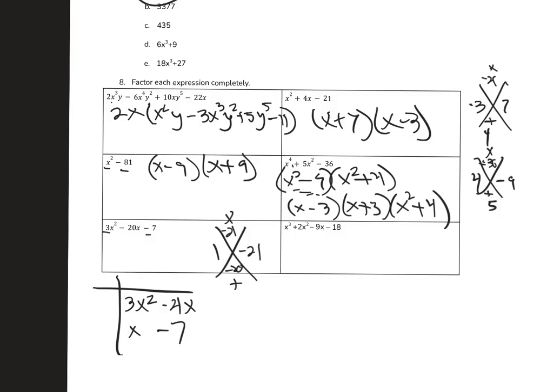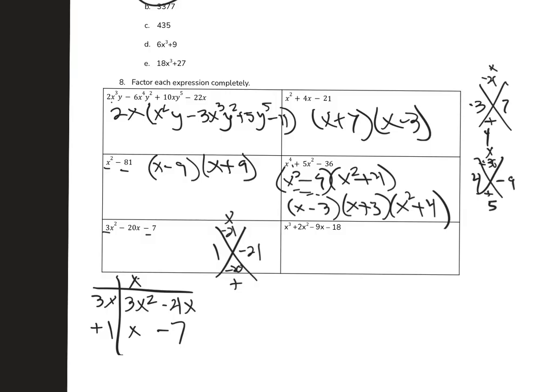Okay, so now what we do is we take the greatest common factor of this first row, which is going to be 3x. That goes here. We take the greatest common factor of x and negative 7, which is just going to be positive 1. That goes here. We take the greatest common factor of 3x squared and x, which is just going to be x here. And we take the greatest common factor of negative 21 and negative 7. We always take the sign of the value closest to the column heading or row heading.